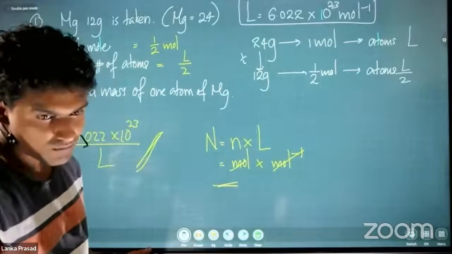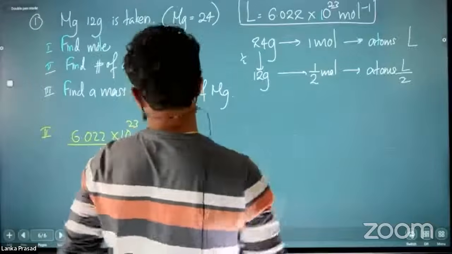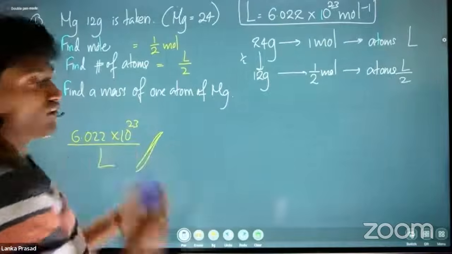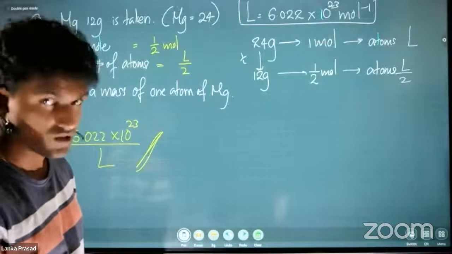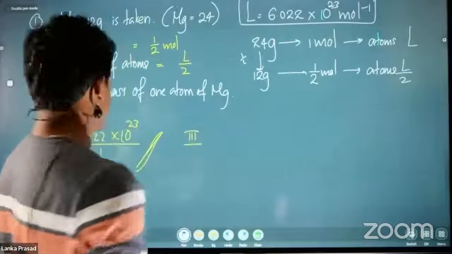That's why we can't put a unit for the Avogadro constant. That's why we can't put a unit for the number of atoms or the number of molecules. That's the answer. Now, look at the third part.